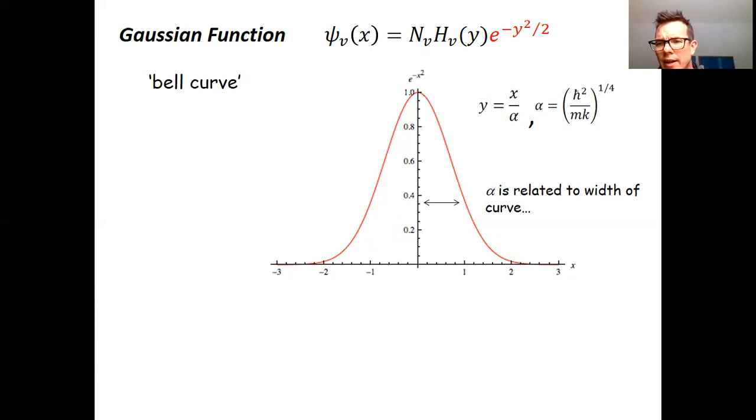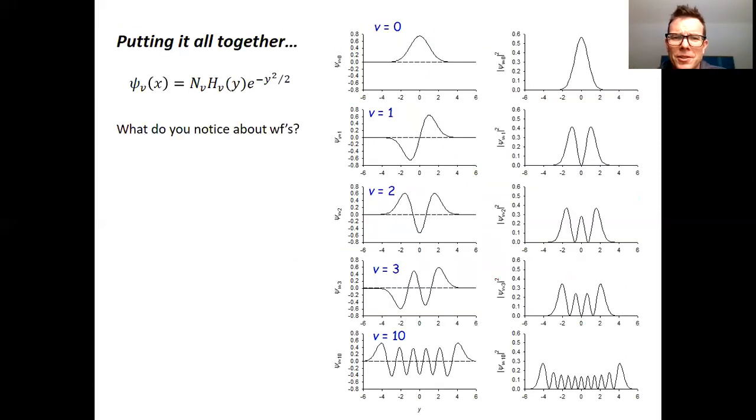So alpha, this reducing constant, is related to the width of the curve. It's telling you something about how much this system is oscillating. Those are the components of the wave function. When you put it all together at the end of the day, here's what you get.